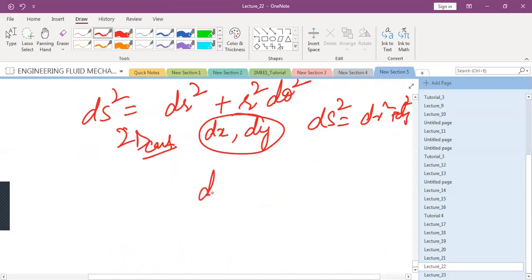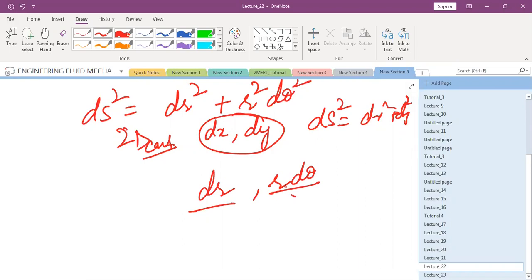You have dr and r d theta. So these are the linear lengths along the two perpendicular directions. This should be clear in your mind. It is not d theta, it is the linear length r d theta that is in the other direction. Are you clear? Yes, sir.